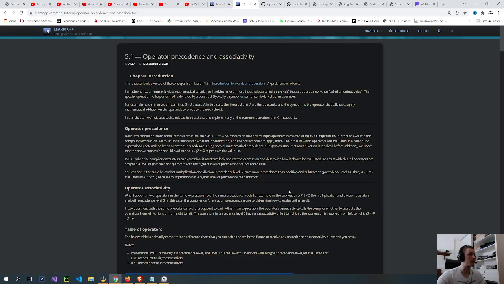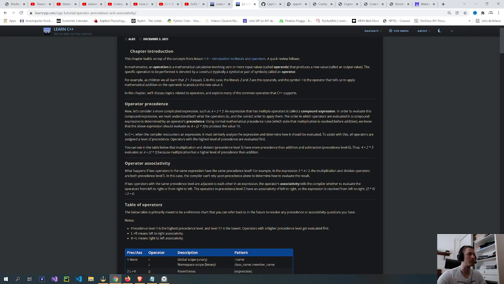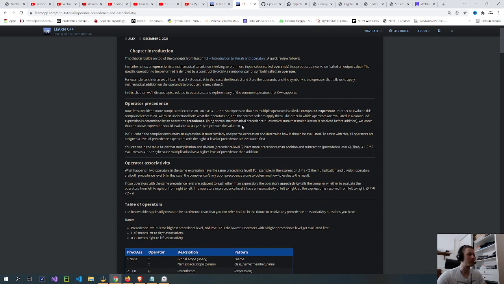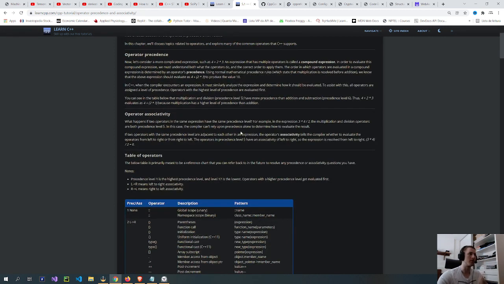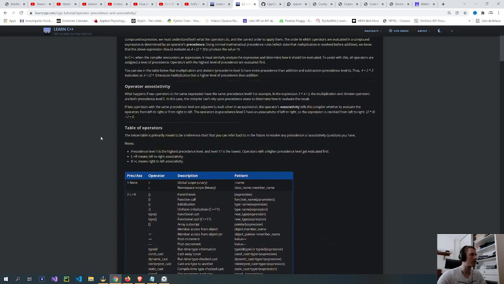Operator precedence and associativity. Chapter introduction. This chapter builds on top of the concepts from lesson 1.9, that quick review follows. Mathematics and operations: an operation is a mathematical calculation involving zero or more input values, called operands, that produces a new value, called an output value. The specific operation to be performed is denoted by a construct, typically a symbol or pair of symbols, called an operator. For example, as children, we all learned operator precedence. Now let's consider a more complicated expression such as this. This is going to talk about mathematics.